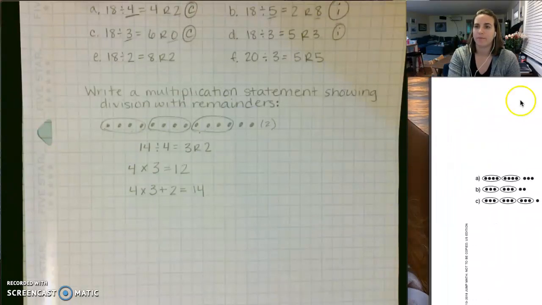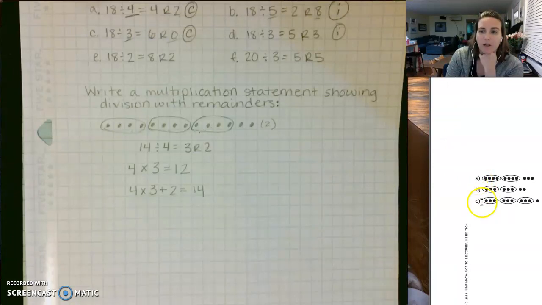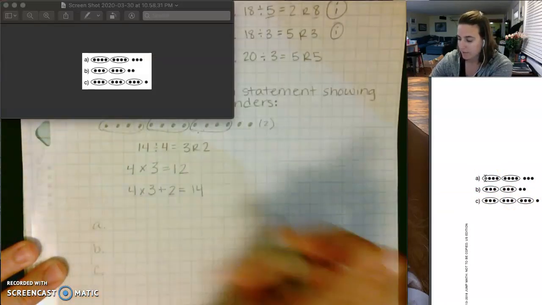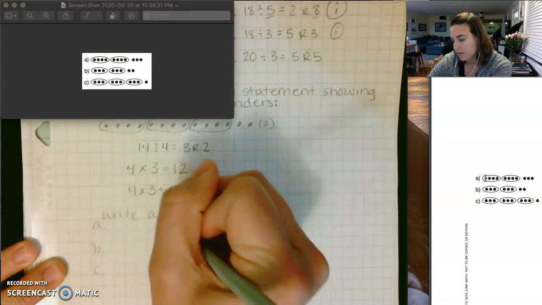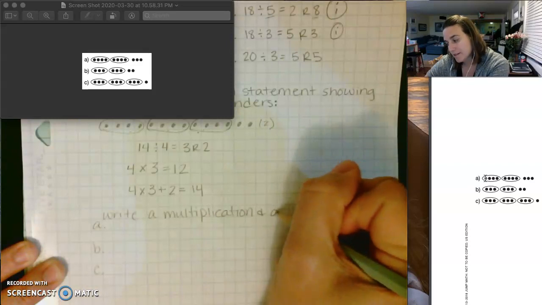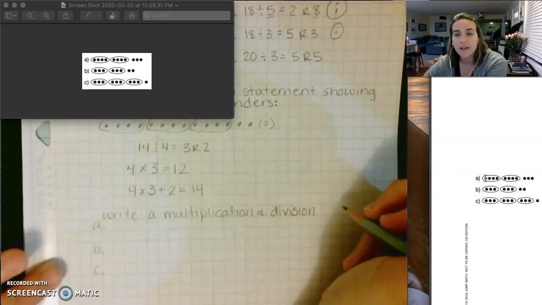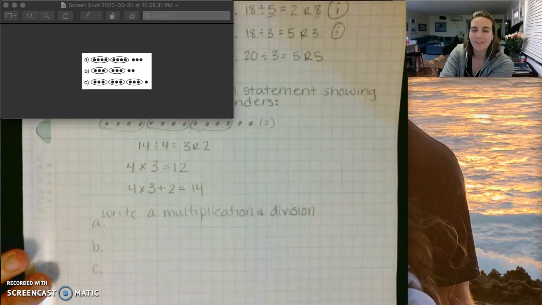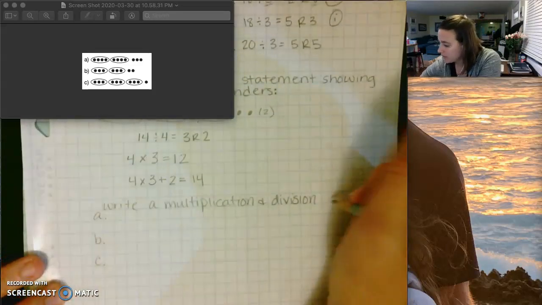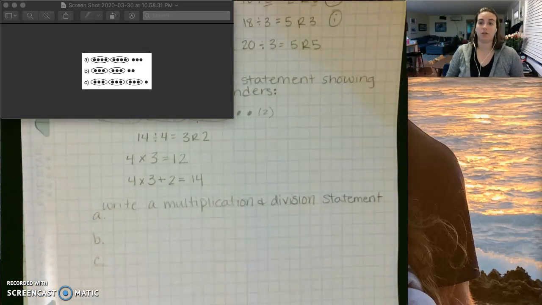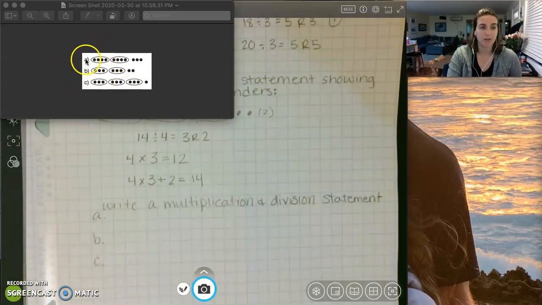So go ahead right here. So we have A, B, and C. And what I want you to do is, for A, B, and C, write a multiplication and division statement. Oh, there it goes. It came up on the other side. Perfect. There's A, B, and C. Have a division statement and a multiplication statement using the pictures to the side that are right here. So A, B, and C.